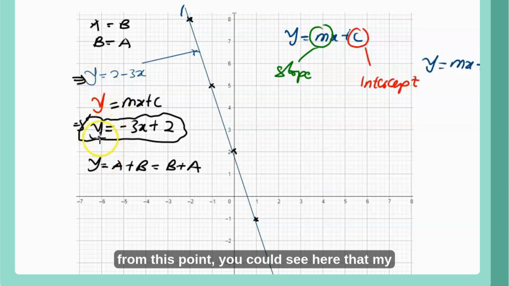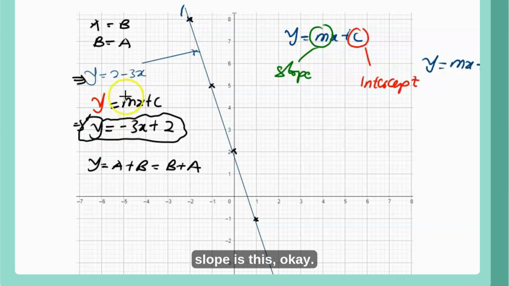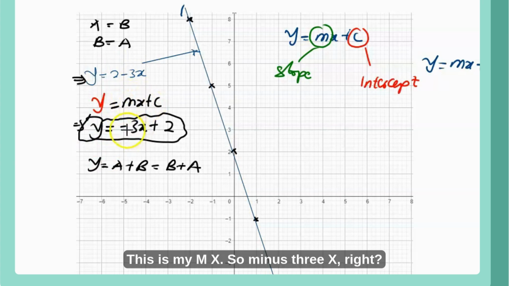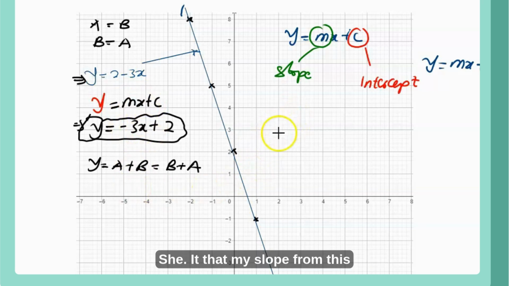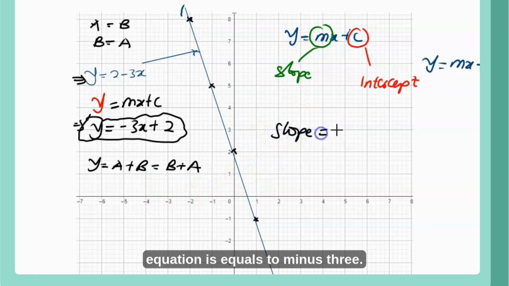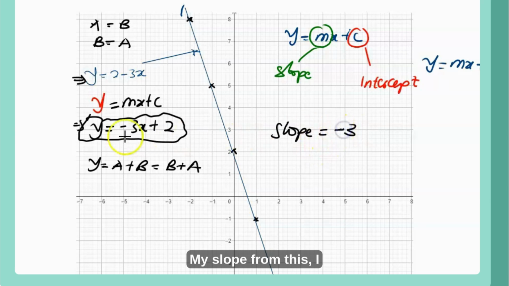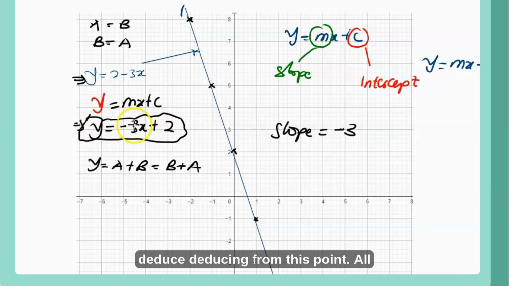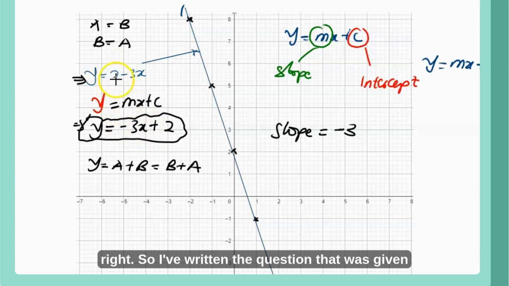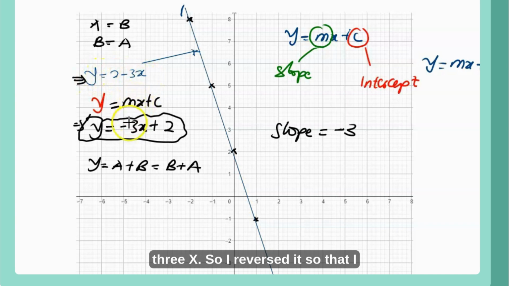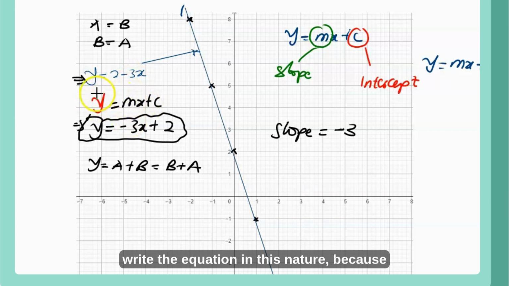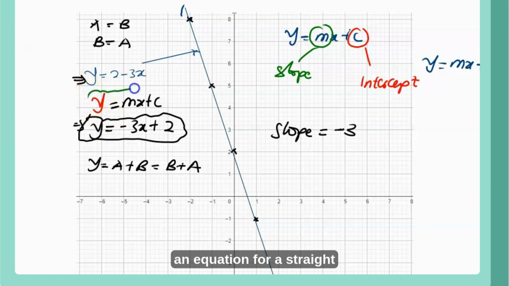From this point, you could see that my slope is this. This is my mx, so minus 3x. So my slope from this equation is equal to minus 3. I've written the equation that was given originally, which is y equals 2 minus 3x, and I reversed it so that I could write the equation in this nature, because this is our standard way of writing an equation for a straight line graph. So I had to make this equation look like this by flipping it over.